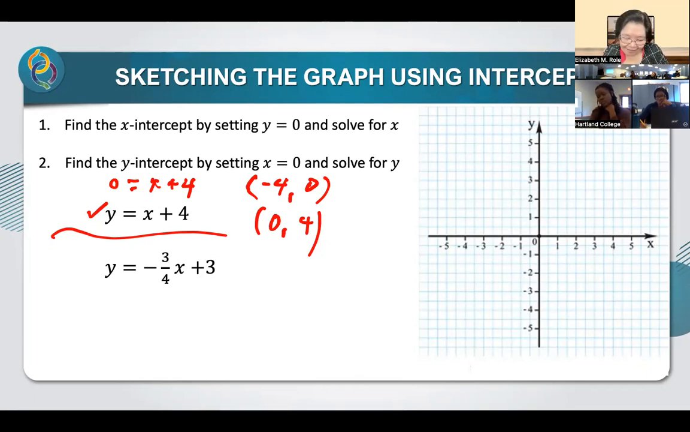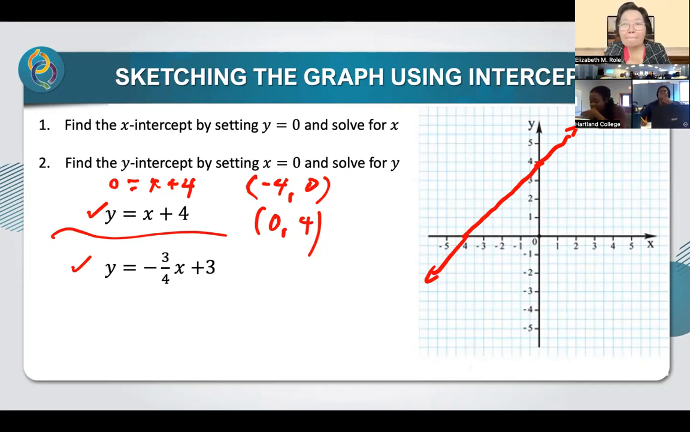All right, so I think you have done that now. So -4, 0. This is the point, right? And then 0, positive 4. And then connect. Let me connect. I hope I can have a good straight line. All right. But you can extend that. That's the line. Good. All right. The second one.